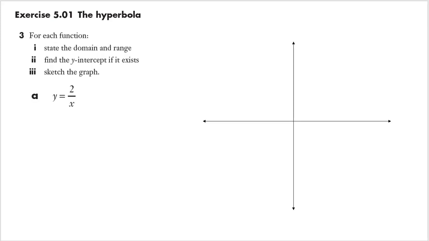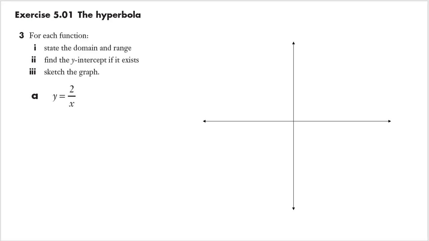Okay, question 3 is probably the most important question in this set. It's being able to sketch a hyperbola based off of an equation and state the domain, range, and any intercepts. So if we have a look at this one, y equals 2 over x.